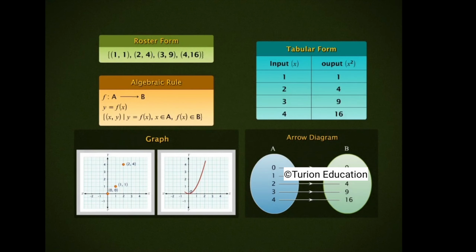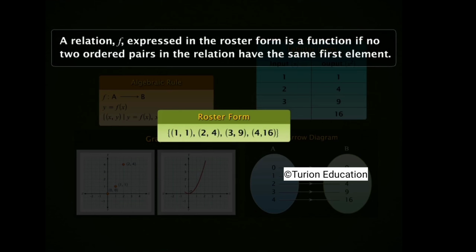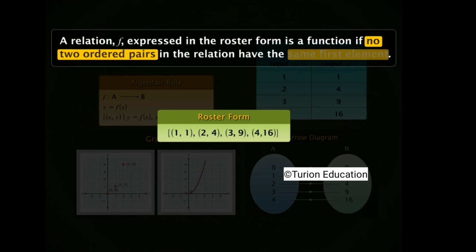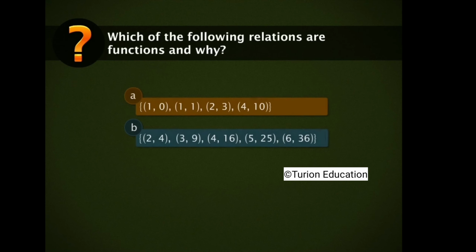For a relation expressed in the form of ordered pairs, we would say a relation f is a function if no two pairs in it have the same first element. In other words, we can say that if the first element of the ordered pairs is not repeated, then the relation is a function. Let us look at a couple of examples so that we can understand this concept clearly.